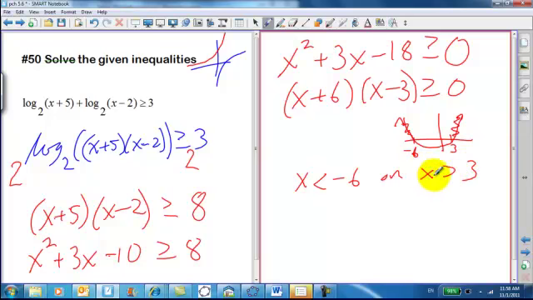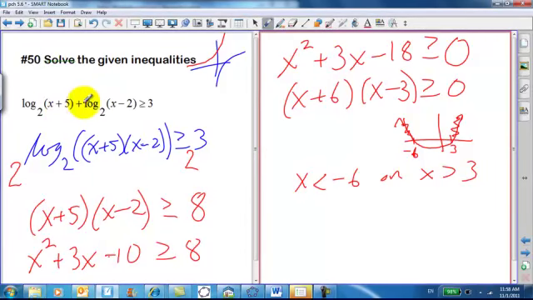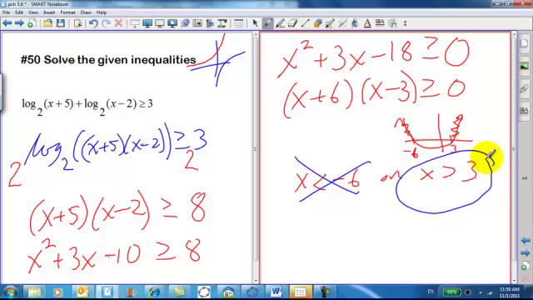Now, you have to go back to the original equation to see if these violate our rules of not taking a log of a negative number. And negative 6 or anything left of that is going to make this negative. It might make this positive in here, but you have to go back to the original equation. And here, since it makes those negatives, we're going to have to nix those out. And so we just take the solutions of x greater than 3 for a final solution.